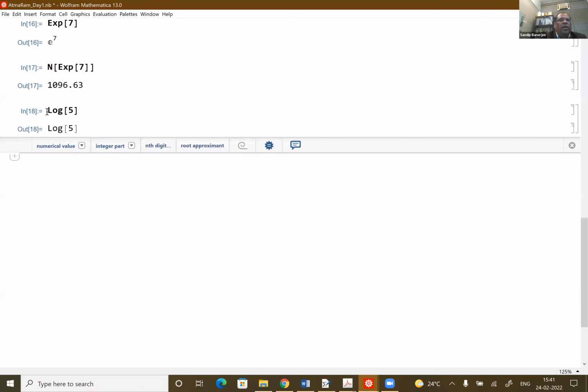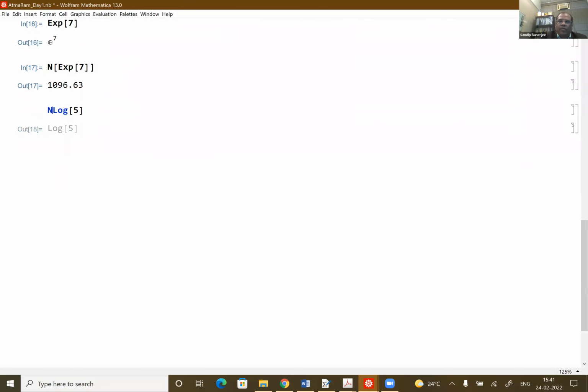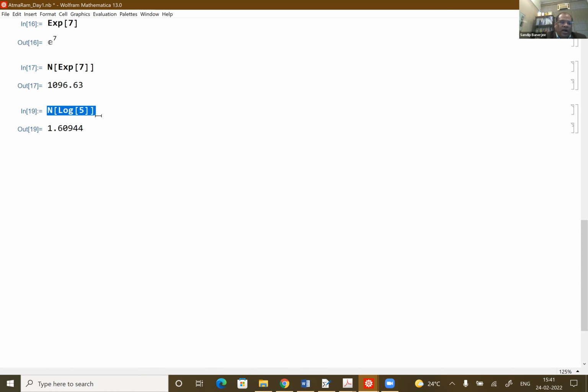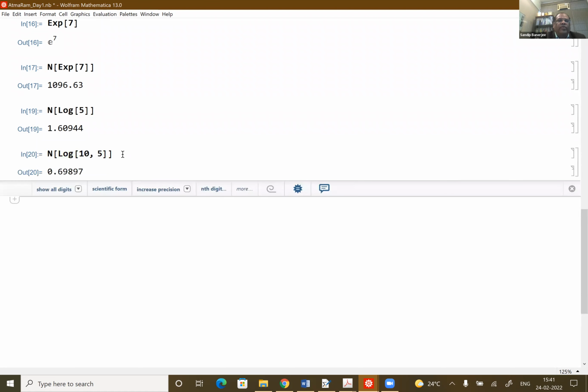If you want a numerical value, it will give you the numerical value. Now, this is base E. If you want any other base, you have to write that base in the beginning. So Log 5 to the base 10, and the value is something different. This is to the base E.